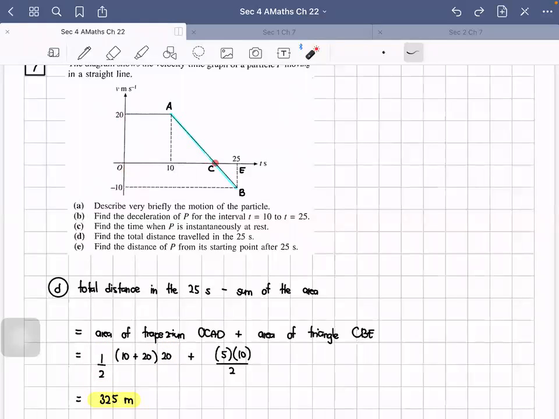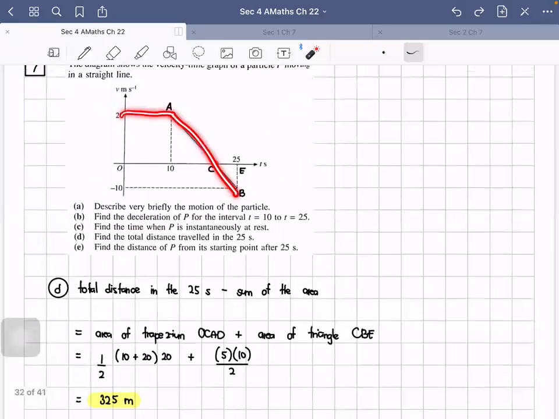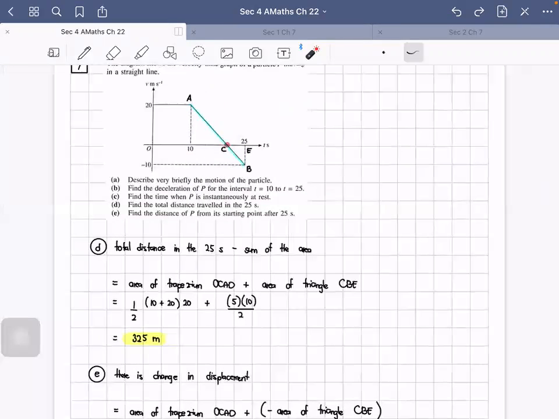And then basically, you see this small triangle here, so it's 5 times 10. So this is 5 because this is 20, so this is just 5. And then the height is 10 because this is 10. The distance is 10, and then over 2 because it's a triangle. So computing for the sum of the areas, the total distance after 25 seconds is 325 meters. So from here to here to here, that's 325 meters. But then for letter E, we need to find the distance of P from its starting point after 25 seconds.